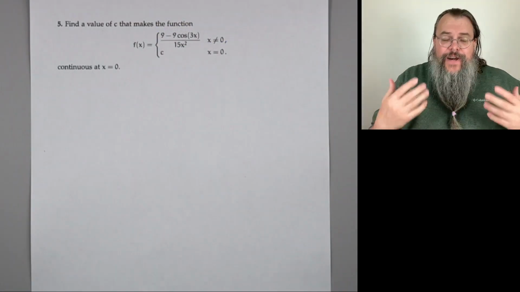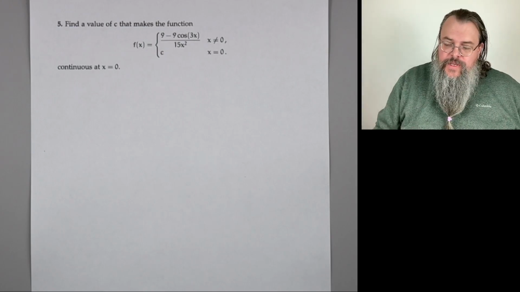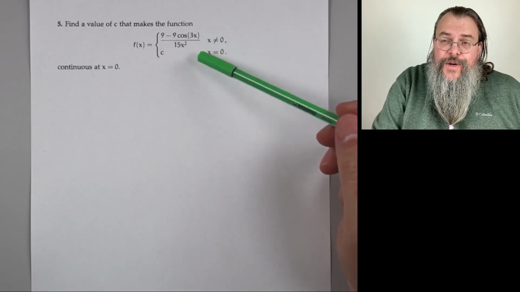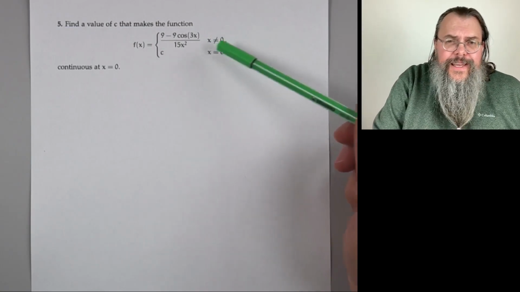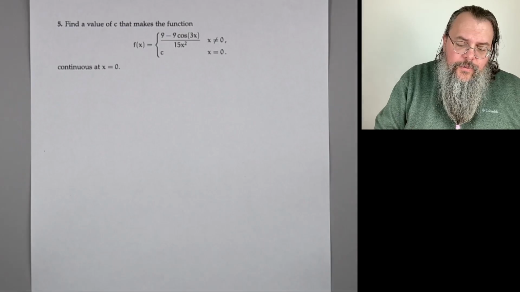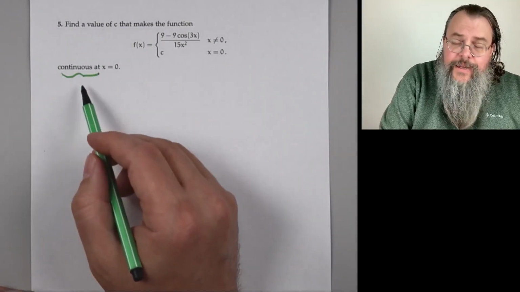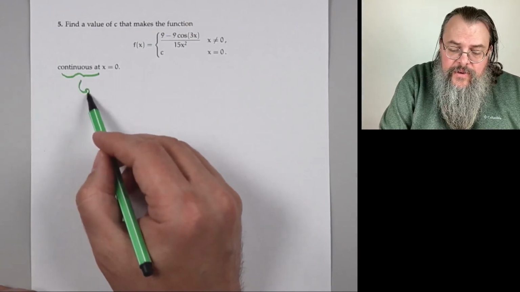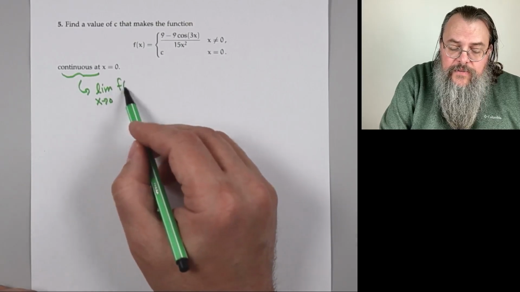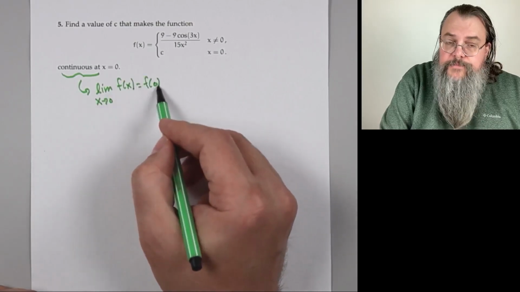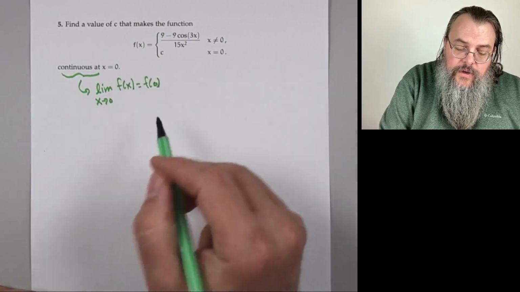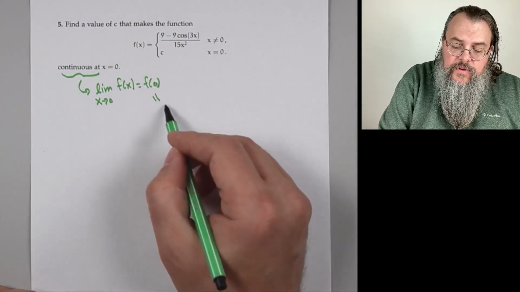Number 5. Find a value of c that makes the function. So we have this f of x, which is 9 minus 9 cosine 3x over 15x squared if x is not 0, and then c if x is 0. Continuous at x equals 0. So what's going on? Well, continuity, remember what is that? It says no surprises. So if I'm continuous at 0, I need to have that the limit as x goes to 0 of f of x should equal f of 0. Now we know what f of 0 is. It's c. So this should be equal to c.